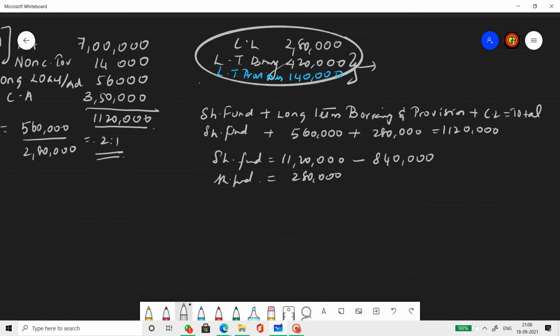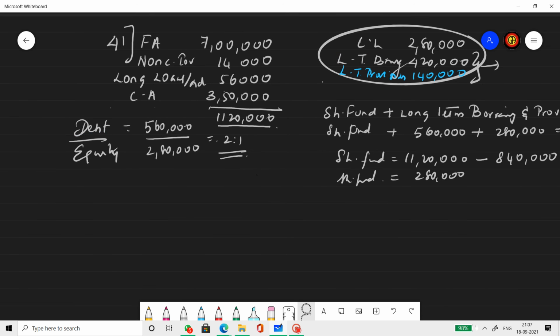So shareholders fund plus long-term debts and provision plus current liability is equal to the total. Total we know as 11 lakh 20. Shareholders fund is missing information. Long-term borrowings and provision is 4 lakh 20 plus 1 lakh 40, 5 lakh 60. Current liability given in the question as 2 lakh 80. Through this we find shareholders fund as 2 lakh 80. Now debt by equity. Debt is 5 lakh 60, that is 4 lakh 20 plus 1 lakh 40, divided by equity, which is shareholders fund 2 lakh 80. So we get 2:1 as the answer.